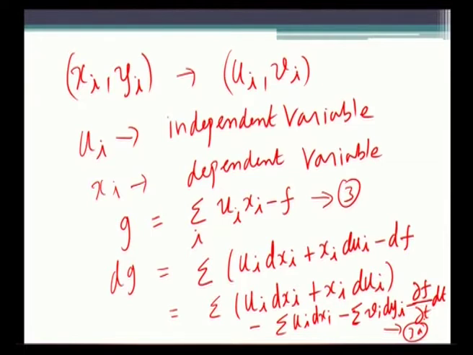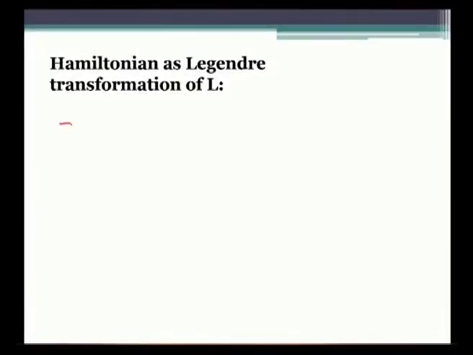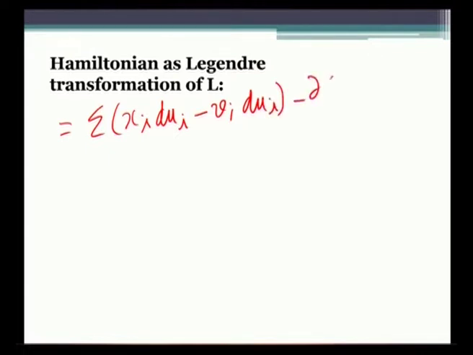From this equation, we get equation 4. That equation 4 can be written as dg equal to summation over xi dui minus vi dyi minus dou f by dou t into dt. Keep this as equation 4. So, this is the simplified expression for dg.